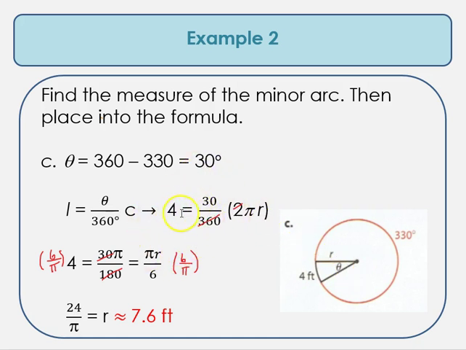So we have 4 equals 30 over 360 times 2 pi r. I began by reducing the 360 by 2, and we end up with 30 pi over 180, and then I multiplied both sides by 6 over pi, which now eliminated pi on the top, and we are left with radius equals 24 over pi, which is approximately 7.6 feet.